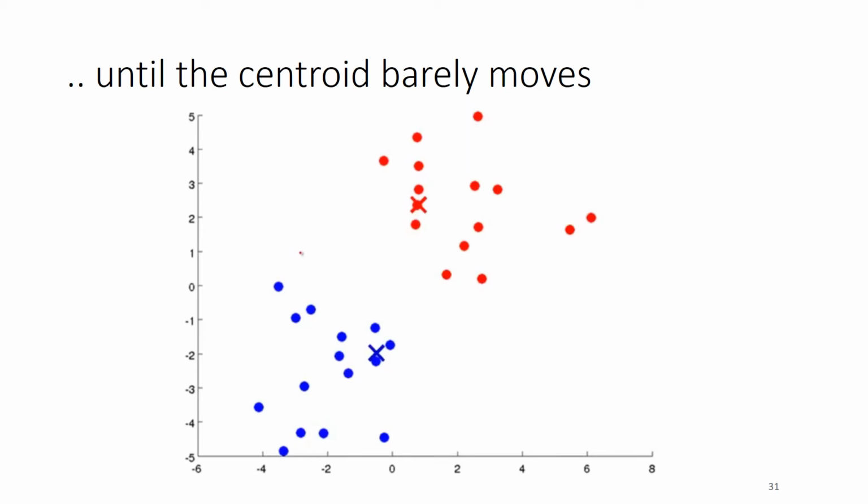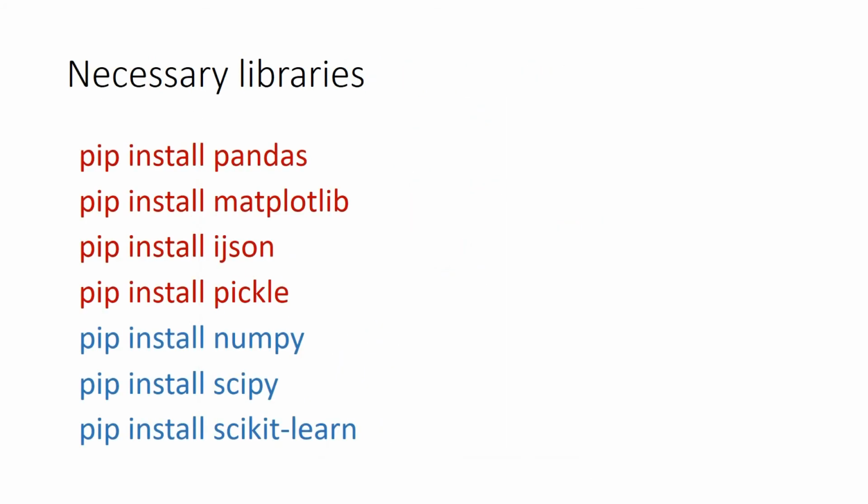What we're now going to use is a little bit more advanced, because we now let the algorithm decide how many clusters there are. And for this, we're going to need a couple of libraries. We're going to need NumPy, we're going to need SciPy, and we're going to need scikit-learn. And scikit-learn contains the machine learning algorithms that we can use.